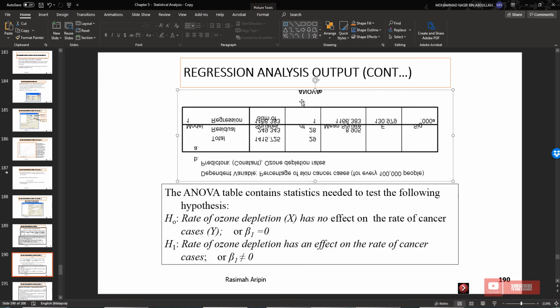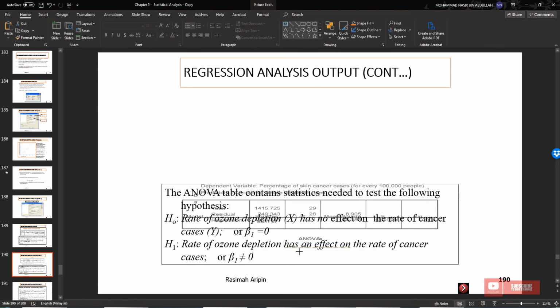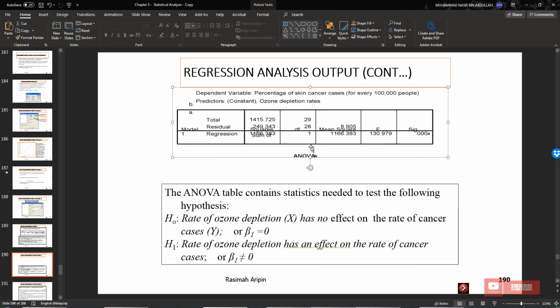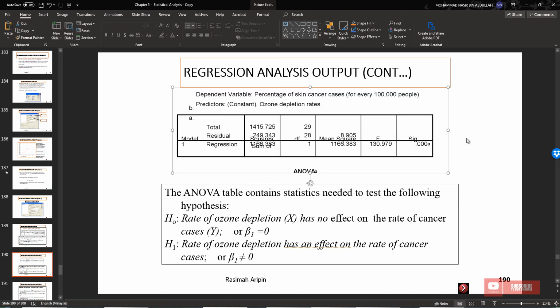So this is the one-way ANOVA table presented in linear regression. If the p-value for the ANOVA table is less than 0.05, then we can say that the model is valid for prediction.